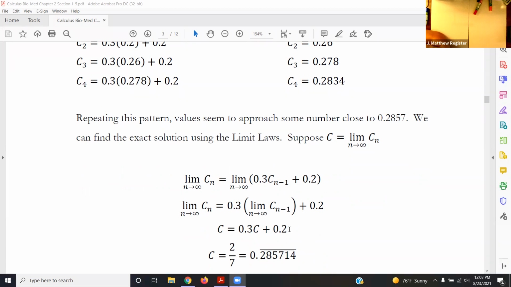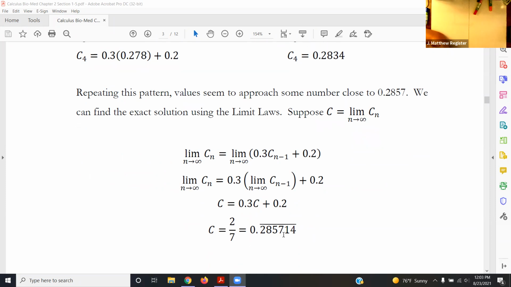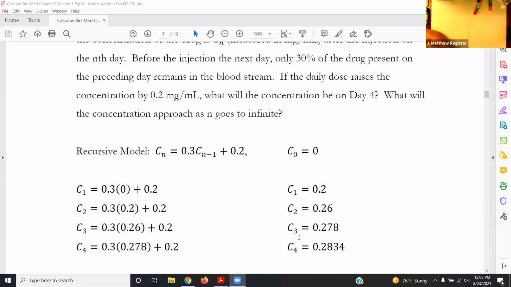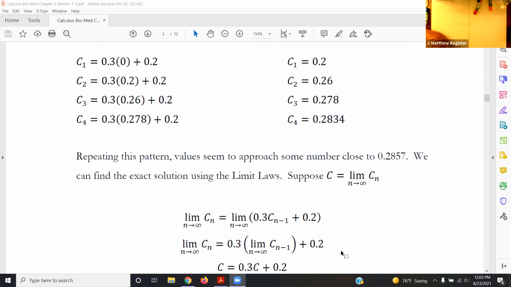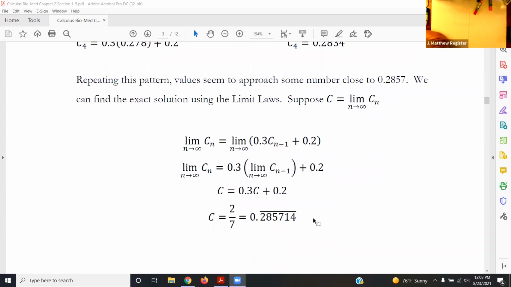This is a linear equation. We can solve it. Multiply everything by 10, move the 0.03 C over to the left side, and then divide. You'll end up getting 2/7, which is 0.285714 with a bar over it. And so the limit for this, what we expect the concentration to approach as n goes to infinity, is 0.285714 over and over and over again.